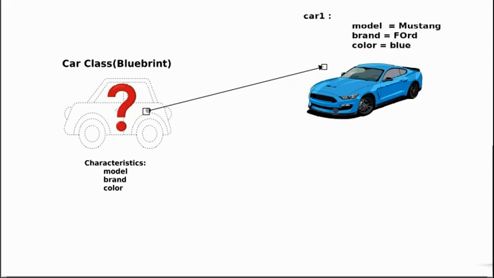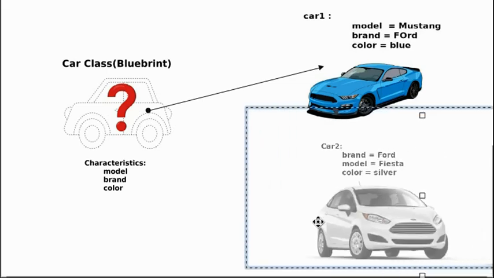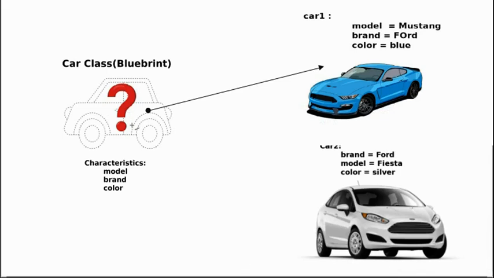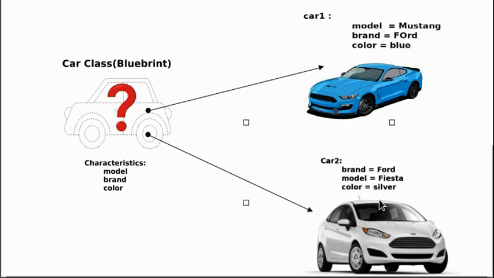Let's say now we want to make another car. We just go ahead and make another car that will inherit, it will use the car class blueprint to create that car object. It's going to use this blueprint to create another car object. As car 2, its brand is Ford, the model is Fiesta, and the color is silver.